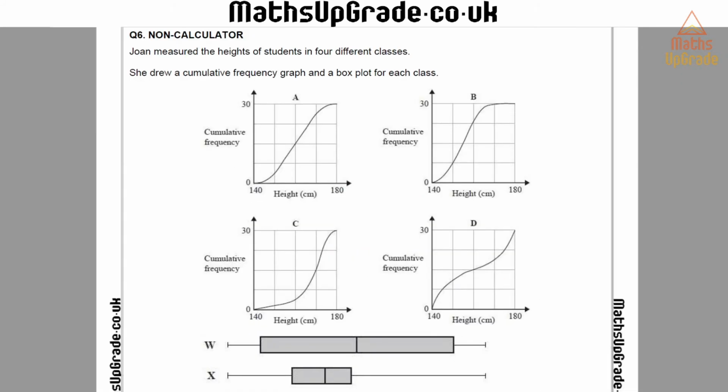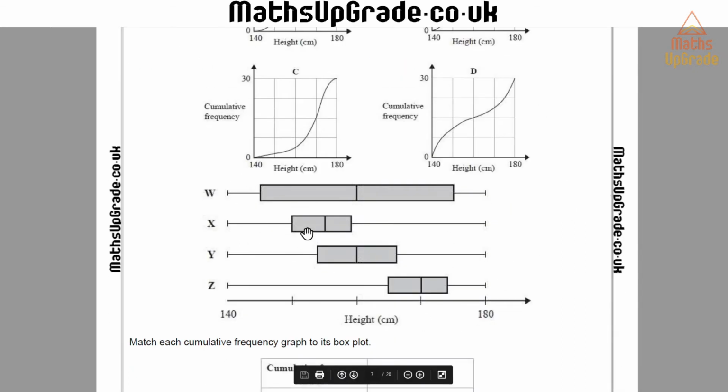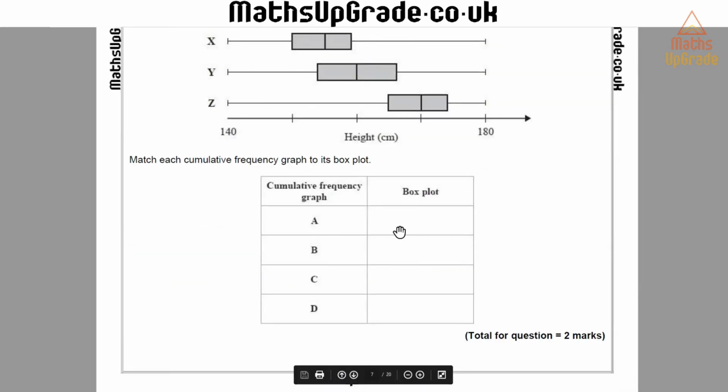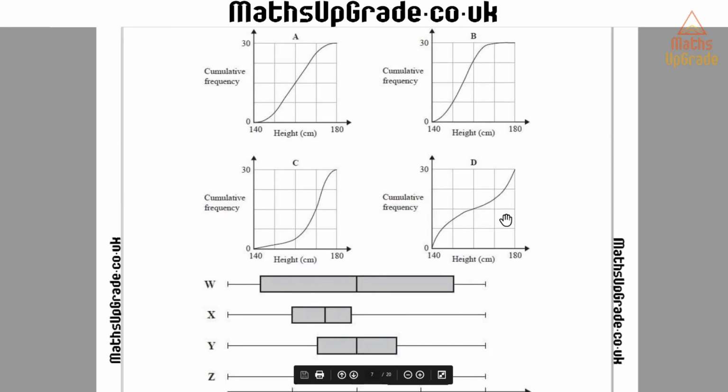In question 6, we need to match the shape of each cumulative frequency graph with the box plot. So you're presented with 4 cumulative frequency graphs here and 4 different box plots. And we need to put the letter of each box plot into this table here for 2 marks. It can sometimes be difficult to match each data set to each box plot. What I'm going to do is find the upper quartile, median and lower quartile of each curve here to help us understand what each shape means.